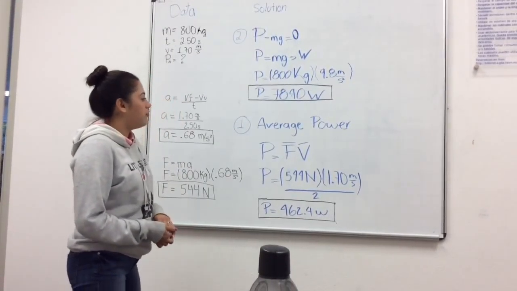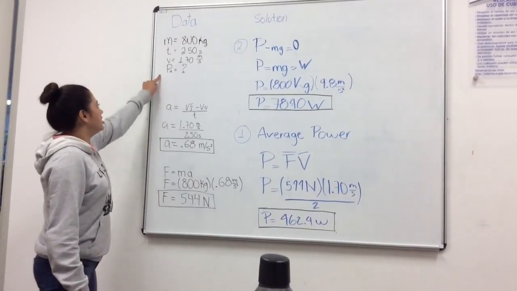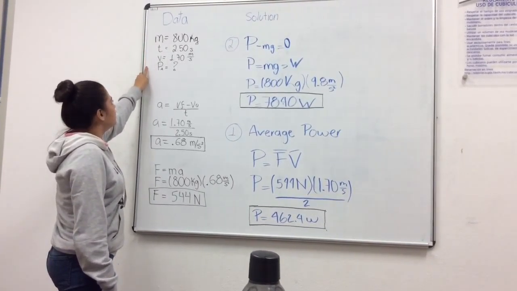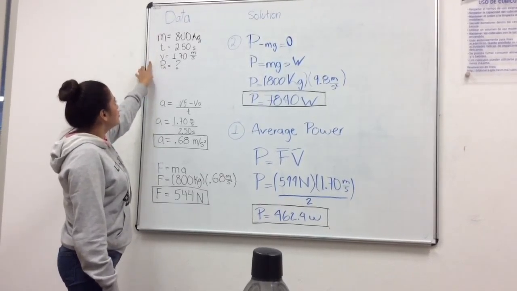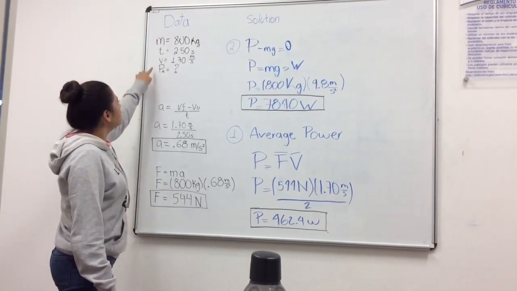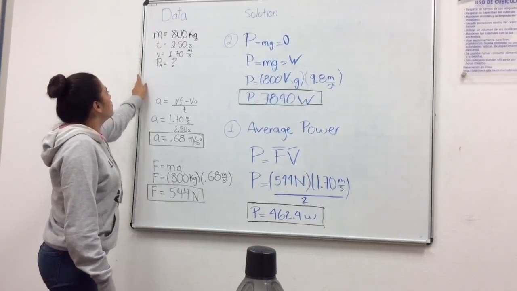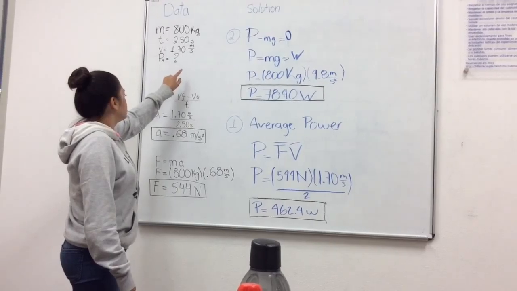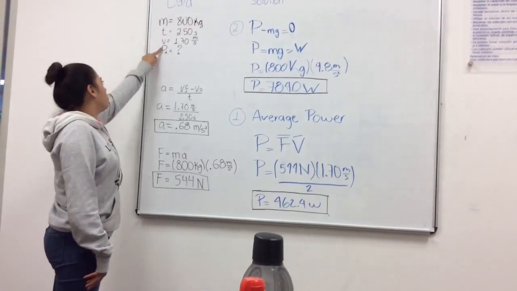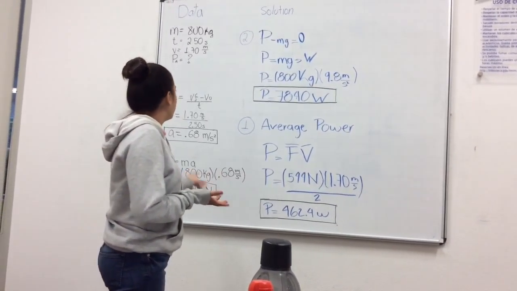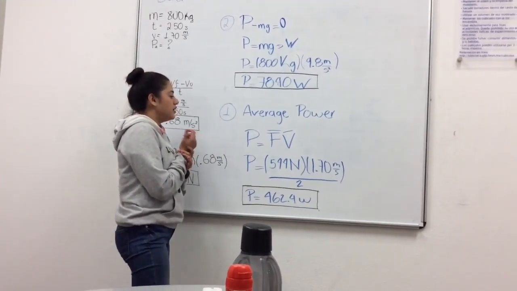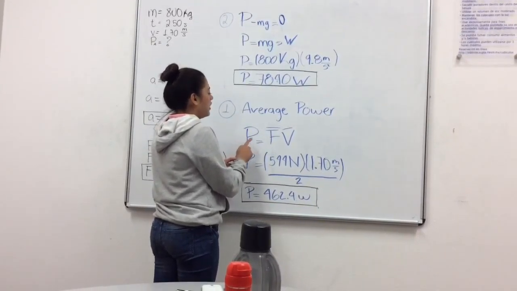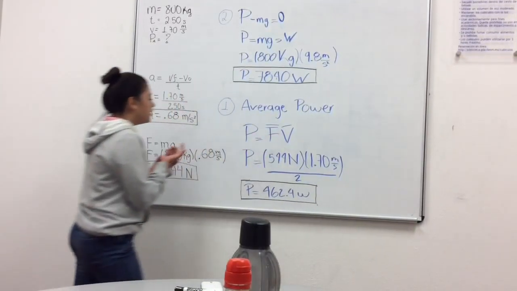We want to know the average power, and this is the data that we have. The mass is 800 kilograms, the time is 2.50 seconds, the velocity is 1.70 meters per second, and we have to know the average power. To know this, the formula says that the power is equal to the force times the velocity.